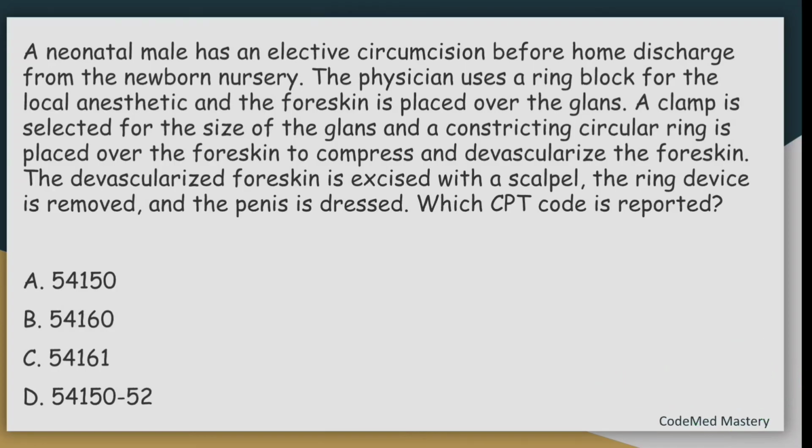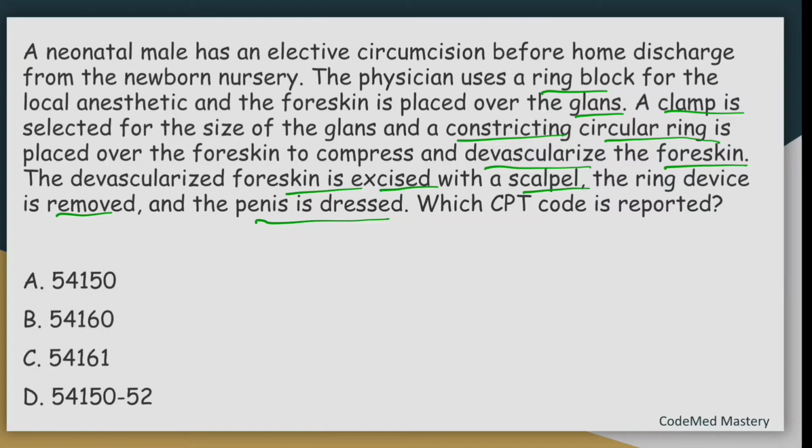Read the question. A neonatal male has an elective circumcision before home discharge from the newborn nursery. The physician uses a ring block for the local anesthetic and the foreskin is placed over the glans. A clamp is selected for the size of the glans and a constricting circular ring is placed over the foreskin to compress and devascularize the foreskin. The devascularized foreskin is excised with a scalpel, the ring device is removed and penis is dressed. What CPT code is reported?